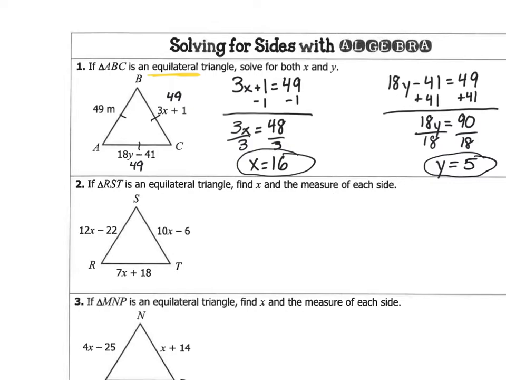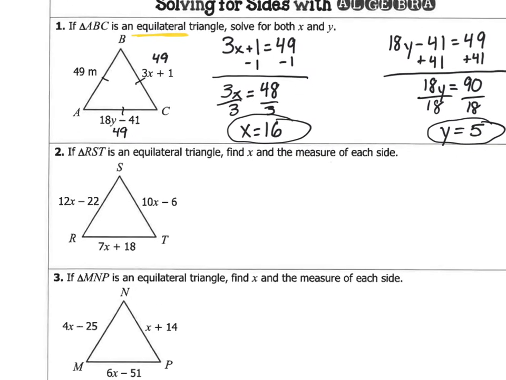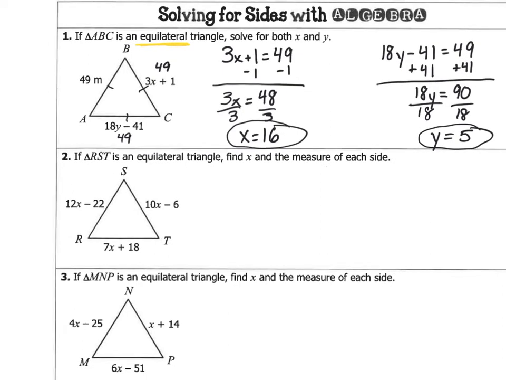Okay. Moving down to number 2. RST is equilateral, find x and then the measure of each side. So the easiest way to do this is to set two of them equal to each other. So let's do this one, 10x minus 6 is equal to 7x plus 18. We can get the x's on the same side. Subtract 7x. And then we'll add 6.